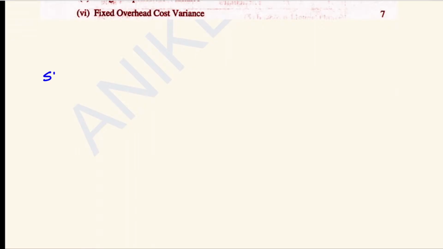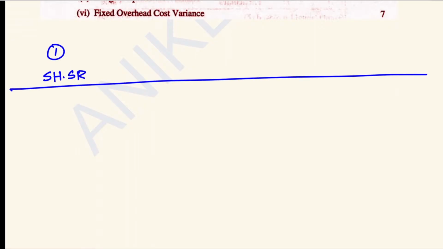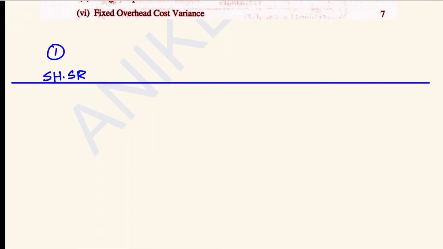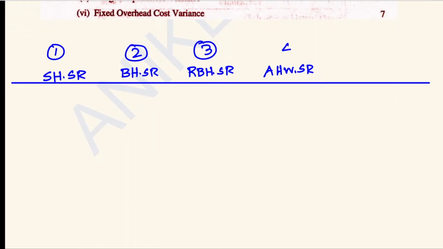So first one is SHSR, then BHSR, RBHSR, actual hour worked and standard rate, then AHAR.